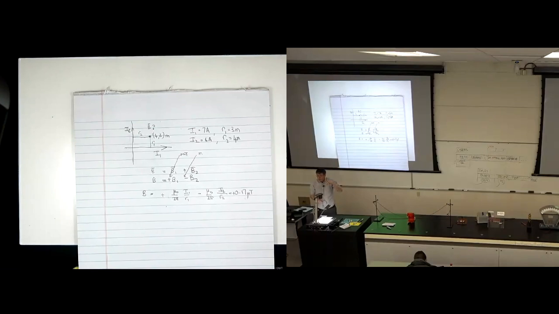The field due to wire number 2, B2, is weaker. And so when you add them, you get a net field. They partially cancel out, but you get a net field that's in the direction of the field of wire number 1. Everybody okay with that?